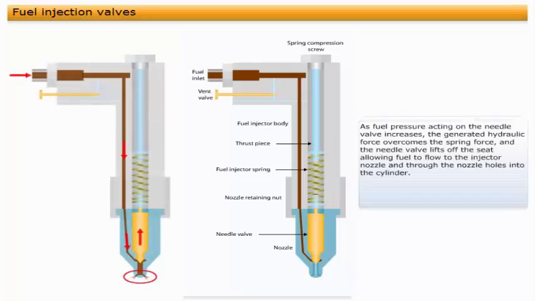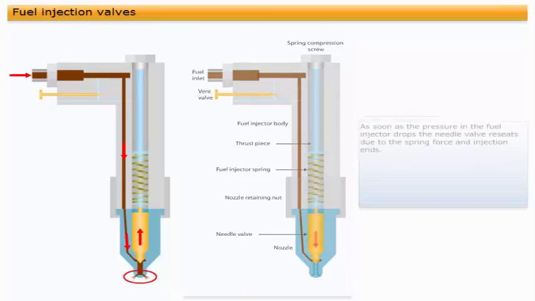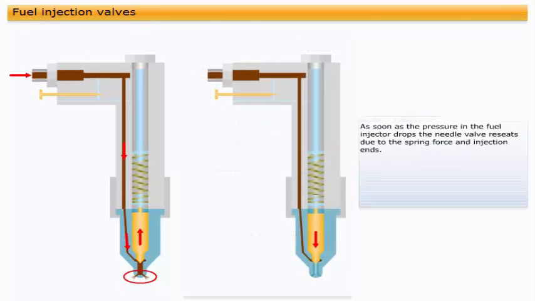The needle valve is given positive seating by the injector spring through a thrust piece. The needle valve lift pressure can be changed by adjusting the spring compression screw. As fuel pressure acting on the needle valve increases, the generated hydraulic force overcomes the spring force, and the needle valve lifts off the seat, allowing fuel to flow to the injector nozzle and through the nozzle holes into the cylinder. The pressure drop across the nozzle hole accelerates the fuel, and the high-velocity fuel stream breaks up into fine droplets as it passes through the high-pressure dense air.